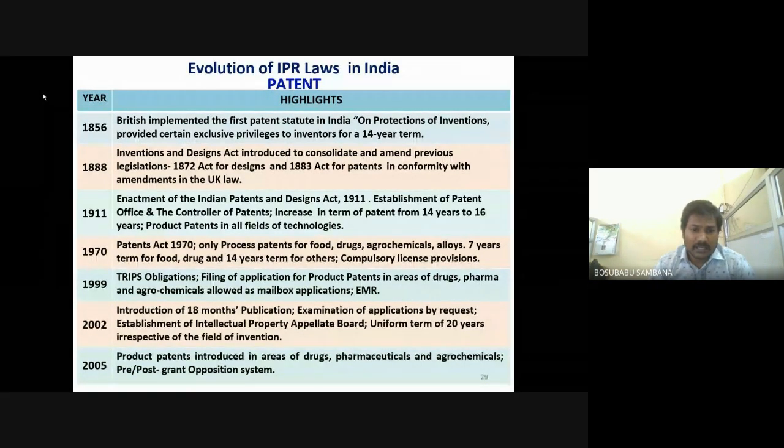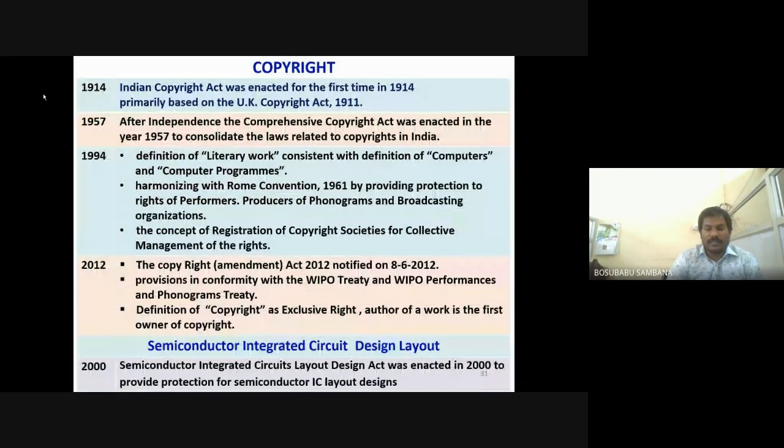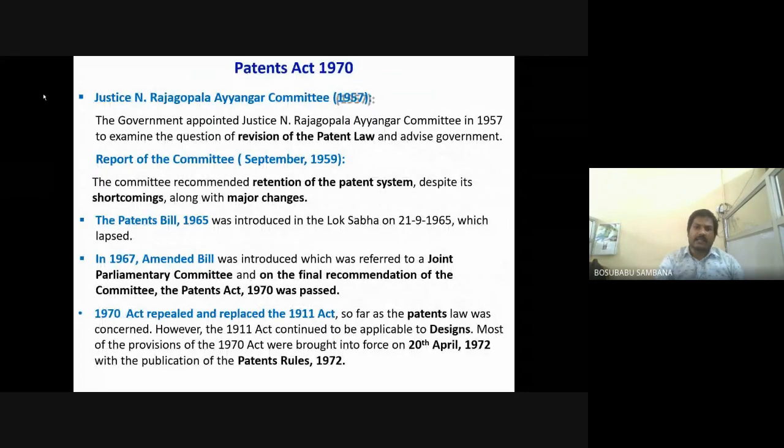And in 2002, 18-month publication was especially introduced, with early publication later used, and in 2005 the opposition system. Trademarks till the 1940s, and for designs the British government gave the Patent and Design Acts. And latest, the 2001 Design Act, the Geographical Indication Act, and the Copyright Acts from the 1940s and 1914. The Semiconductor Integrated Circuit Layout Design Act was added in 2000 to provide protection for semiconductor integrated chip layout designs, along with post-independence developments and various acts.